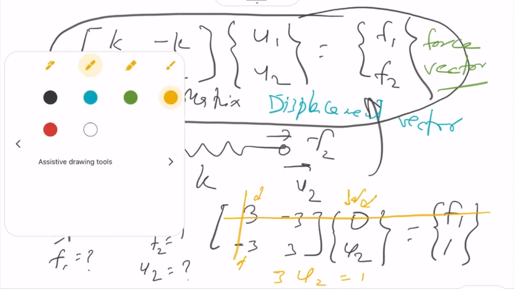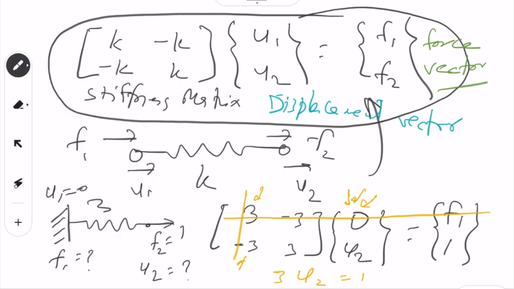So 3 U2 equal to 1, that really means U2 equal to 1 over 3, and this is the answer. Now, once we have U2 equal to 1 over 3, we can find out what F1 is. How will we find out? From the first equation we have 0 multiplied by 3, and then U2 multiplied by minus 3, and this will be equal to F1.